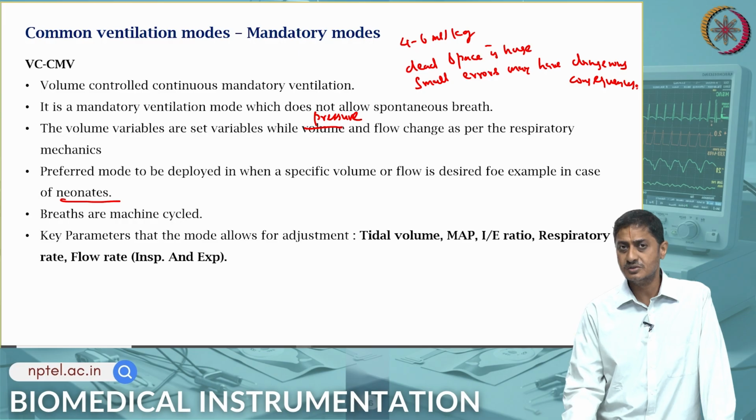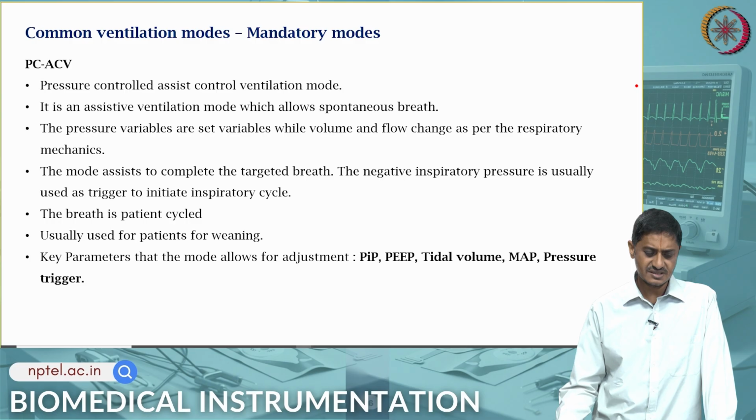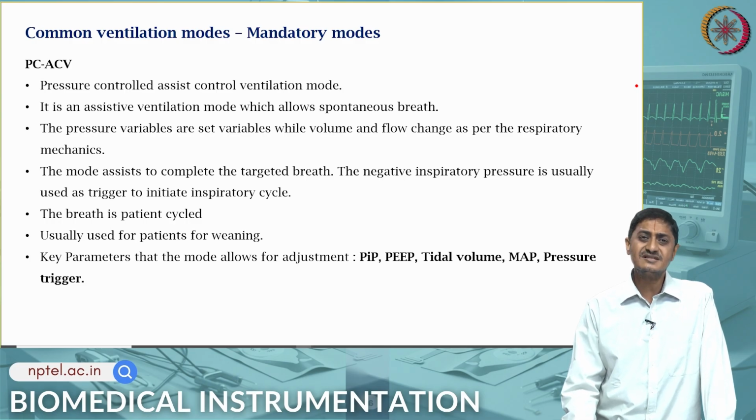Although volume is controlled, it is still possible that either barotrauma or volutrauma can happen. So, there is a need to continuously sense and use feedback control to ensure that there is no damage to the baby. The third is pressure controlled assist control mode, or PC-ACV mode.